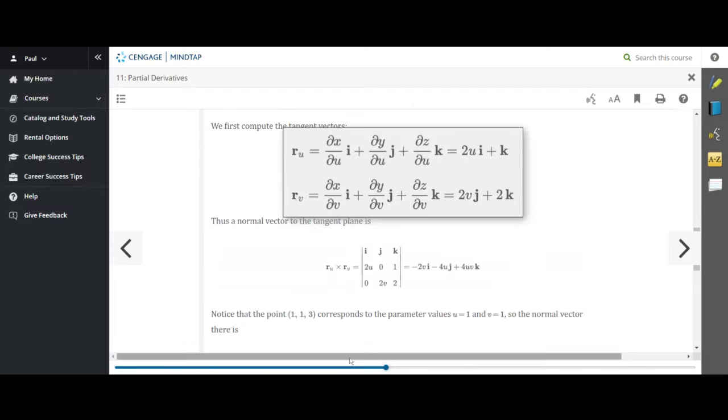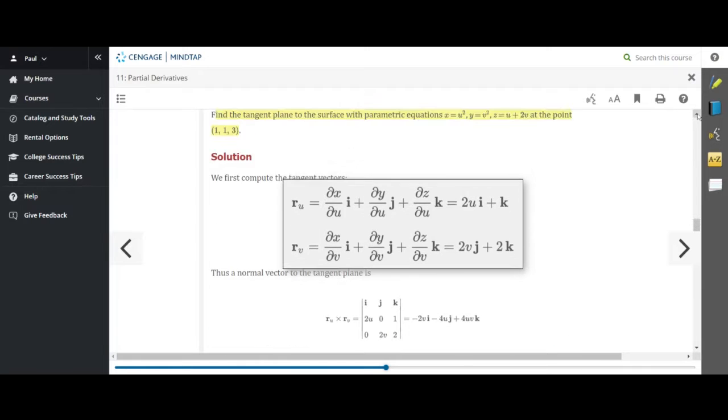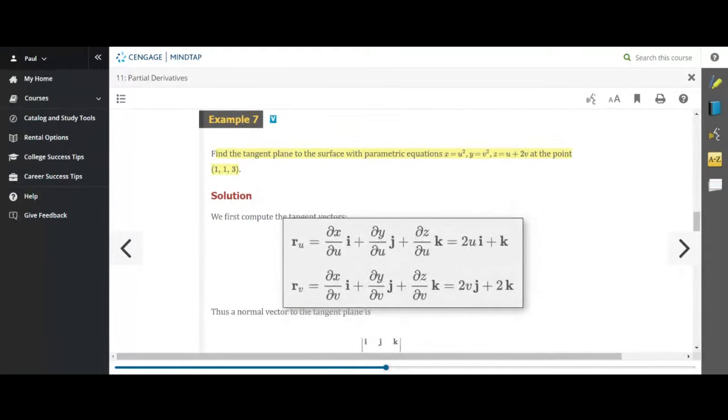Okay, so there are the two tangent vectors. Let me just bring this up a little bit. Are there any questions on those tangent vectors? How they got them?